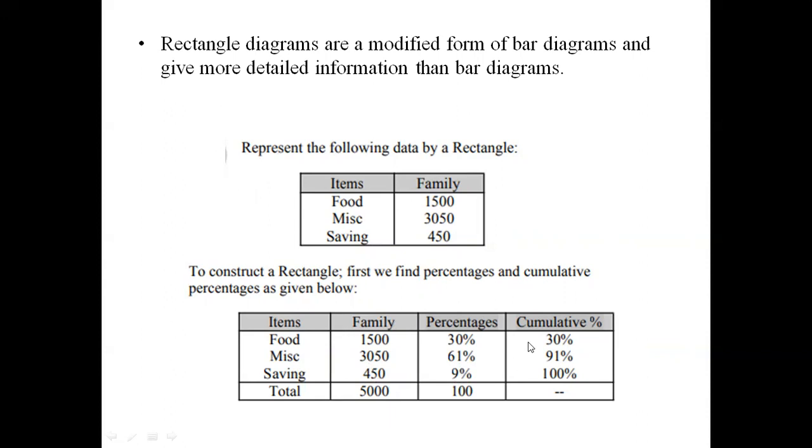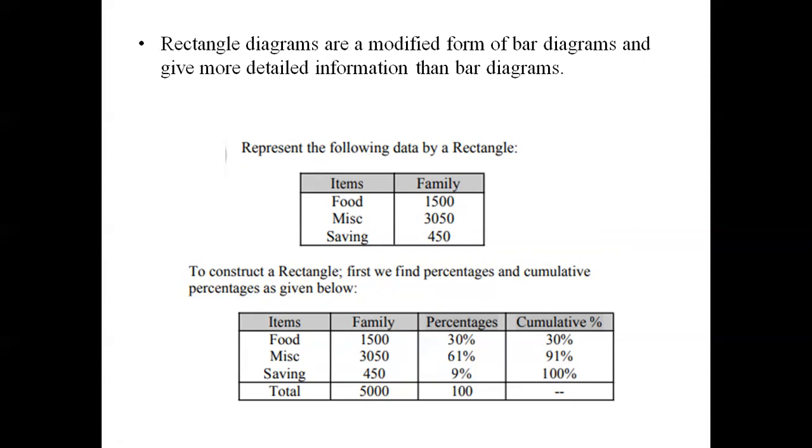Now that can be converted into cumulative percentage. 30 plus 61, that is equal to 91. 91 plus 9, that is equal to 100. This data we have to first calculate. Then using this data, we have to draw the rectangles.